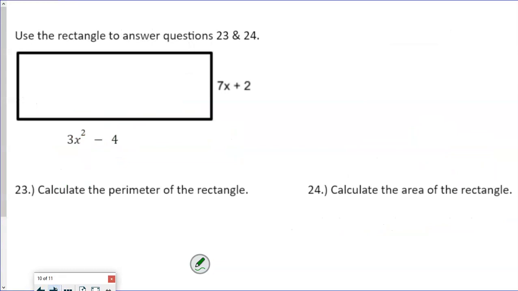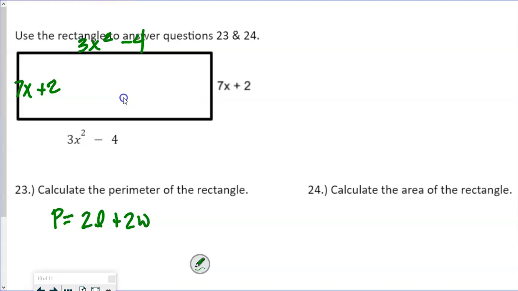Then we got 23. It says use the rectangle to answer questions 23 and 24. It says calculate the perimeter of the rectangle. Now there's a couple ways we could do this. Obviously, in a rectangle, opposite sides are congruent, right, y'all? So this side over here is going to be 3x squared minus 4. And this over here is going to be 7x plus 2, right? So can't we just add all of those together? We could. Or we could know that perimeter is equal to 2 times the length plus 2 times the width when we have a rectangle, right? So you can do it whichever way you want.